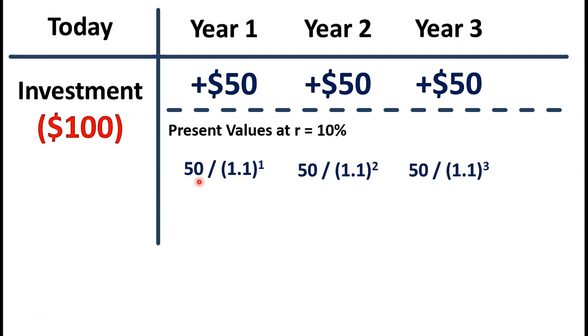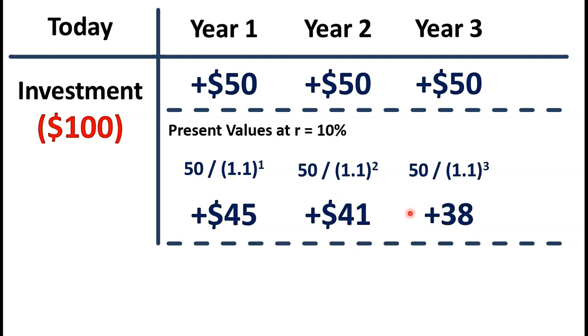So the formula is future value divided by 1 plus R to the power n. You call it n or t, same thing. So you can refer to the number of years as n or t. So future value divided by 1 plus R to the power n, or future value divided by 1 plus R to the power t. When you calculate it, this one will be $45, this one will be $41, and the third one will be $38. This means that if you receive $50 after 1 year, this is worth $45 of today. If you receive $50 at the end of the second year, this is worth $41 of today. And when you receive $50 at the end of the third year, it is worth $38 of today.